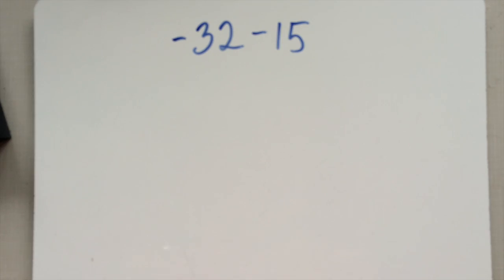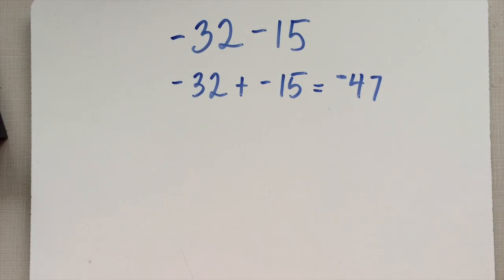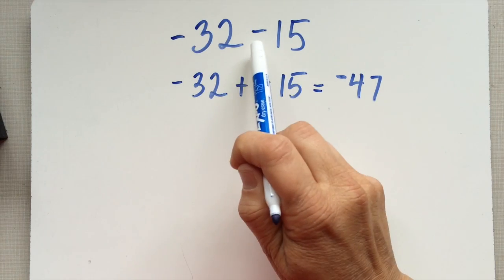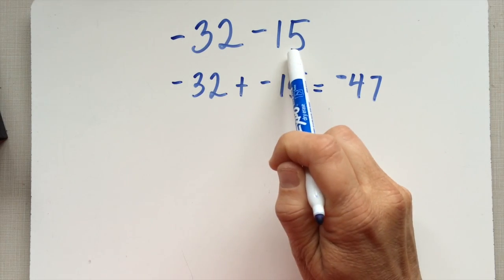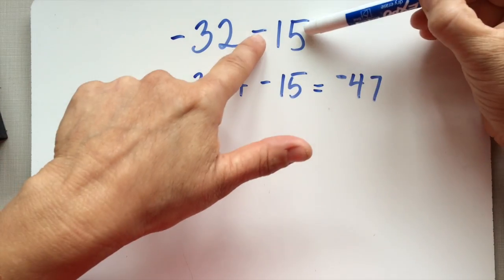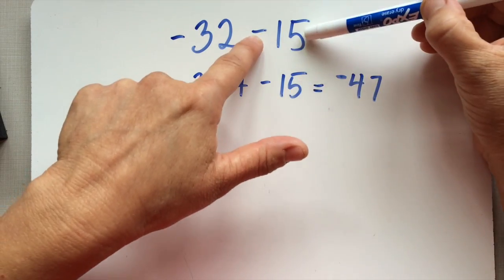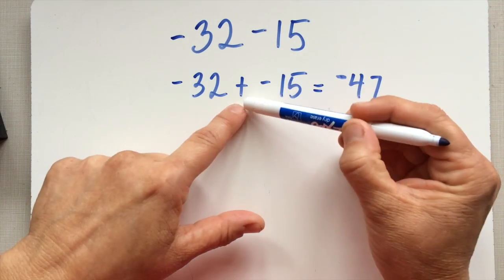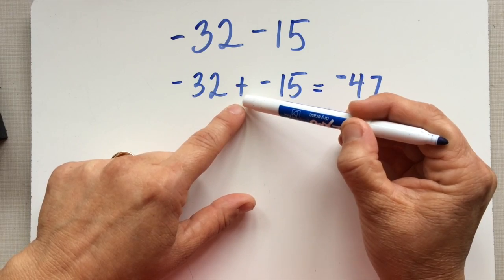All right, here is your last practice problem. -32 minus 15. Give it a try. All right, we took this minus 15 and we pushed it over. You can see it's still right here. The minus and the 15 are still right here. And we just put this plus sign in front of it.